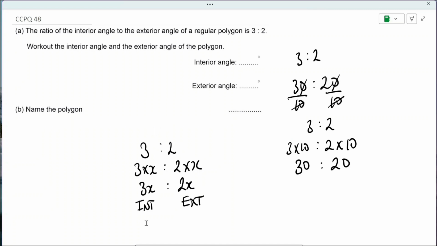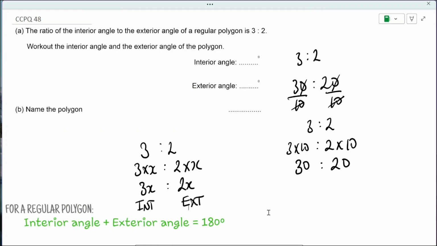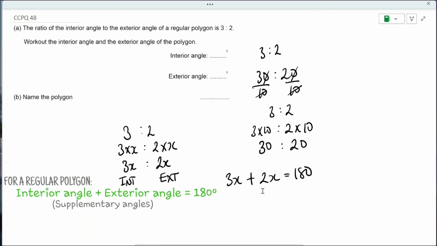There's a formula that relates the interior angle with the exterior angle of a regular polygon. The formula says the interior angle plus the exterior angle of a regular polygon equals 180. So we have the interior angle as 3x plus the exterior angle, which is 2x, should equal 180. We've done questions in this light before, so you should understand that the interior angle plus the exterior angle should equal 180. These are like terms. We have 3x plus 2x, that will give you 5x equals 180.